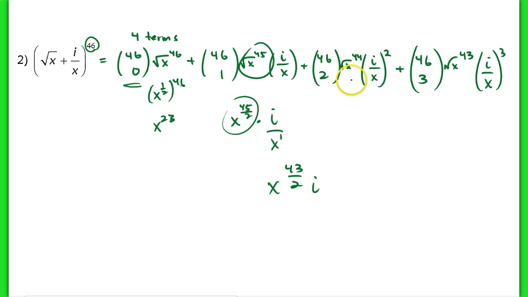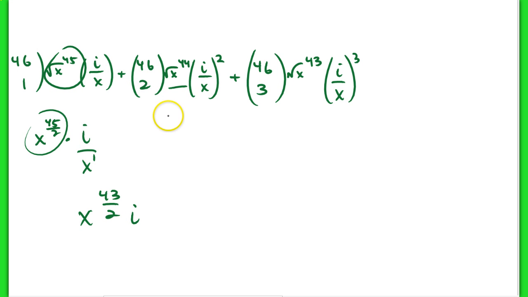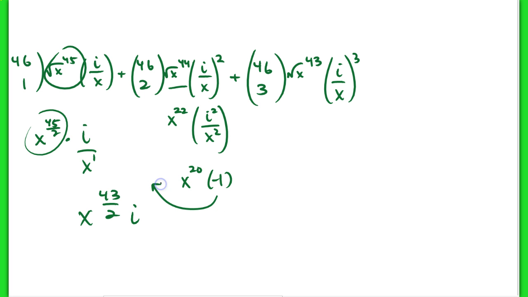Okay. Then over here in this term, root x to the 44th power is just going to become x to the 22nd power. Here, i squared over x squared. And of course, you want to simplify i squared. We talked about that last chapter. So we have x to the 20th times -1. So that's going to change that coefficient here to a negative. And then from here, I think that it's pretty straightforward what your expectation is for what you're supposed to do.